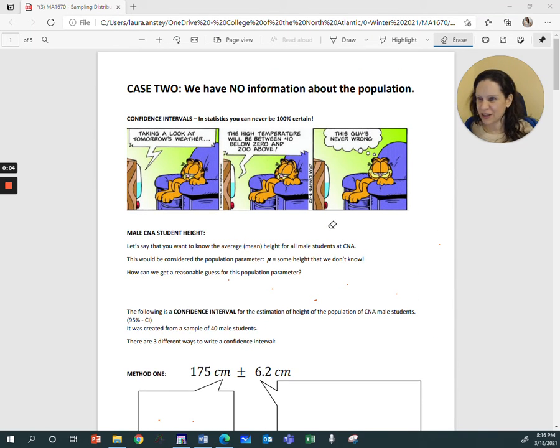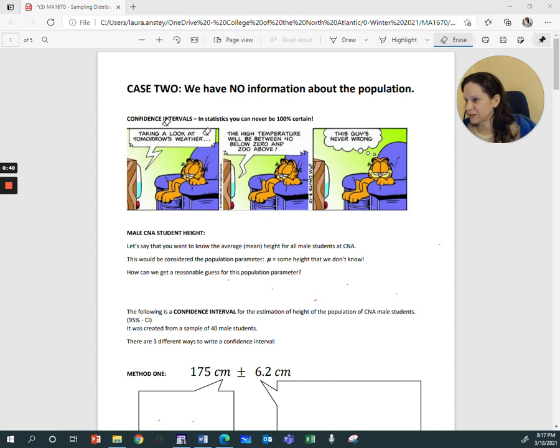Okay, so what I thought I would do is do a little video on confidence intervals. In the last case, sometimes we know the mean and the standard deviation of a population, and we want to compare a sample to that. In this case, we have no information about the population. We don't know the mean, we don't know the standard deviation. What are we going to do? Well, we have to use our sample to make some kind of guess about the population.